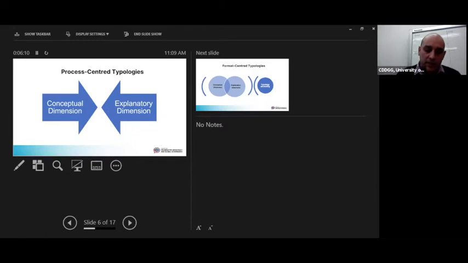So what about the process-centered typology? Probably this approach is the best way to go, but unfortunately, as it has been proposed by Geissel, it also suffers from some limitations due to the use of, I would say, a conceptual and an explanatory dimension to define processes.